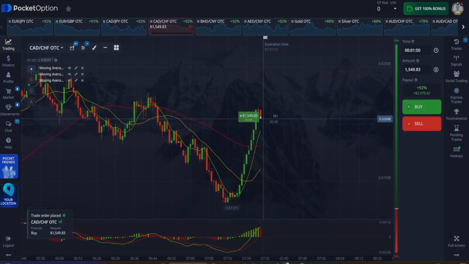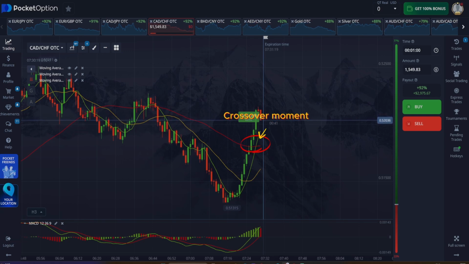I'm entering a buy position because the price has just made a bullish crossover right at the red moving average line, which we use as dynamic support. The red MA not only represents the long-term structure, but also acts as a strong support level where buyers often step back into the market.